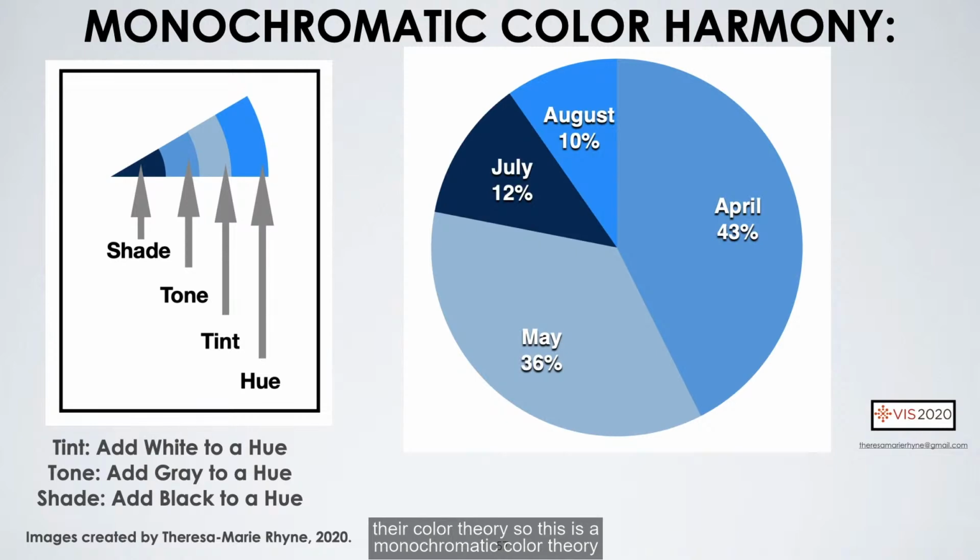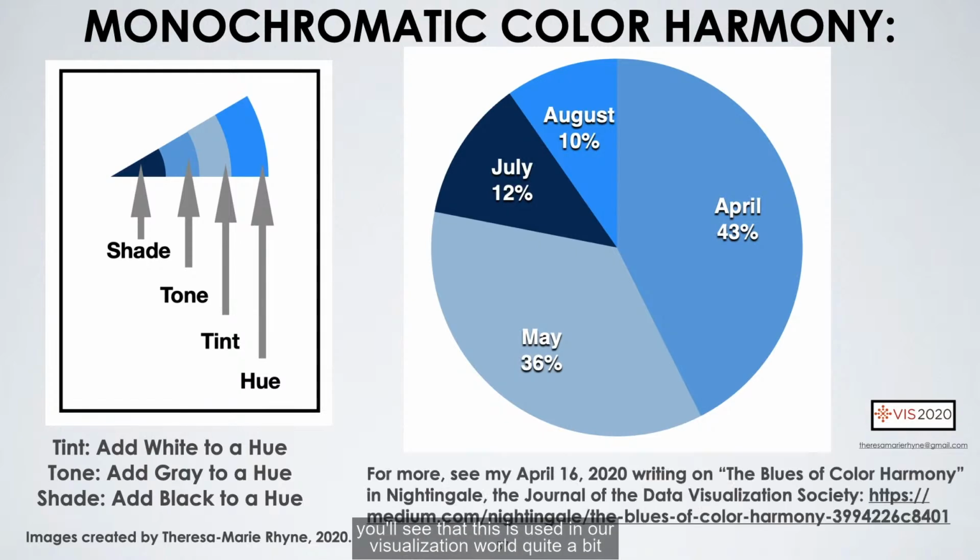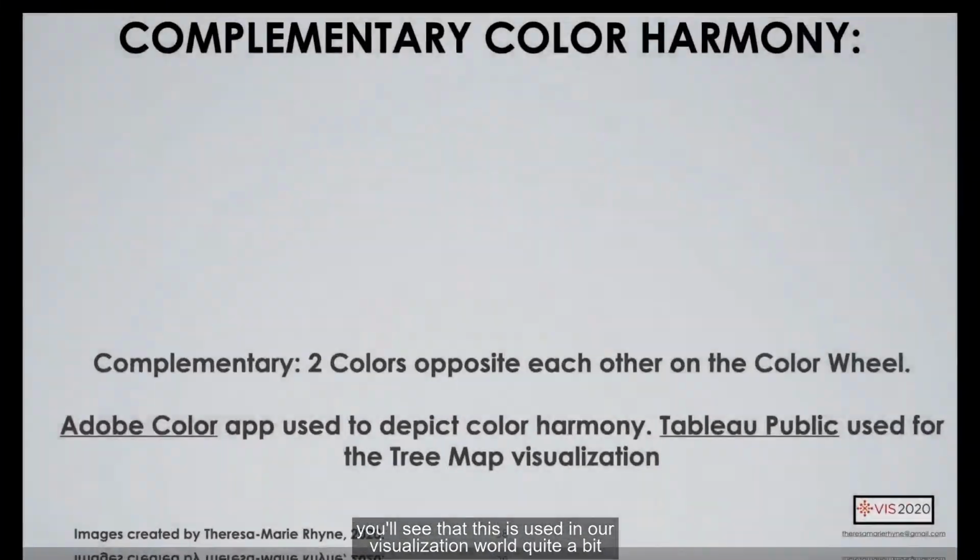So this is a monochromatic color theory. And basically what this says is, for a given hue, if I add some white, I'll get a tint. If I add some gray, I'll get a tone. If I add some black to the color, I'll get a shade. I can also create a visualization, which is what this pie chart is, of hue, tints, tones, and shades. And I created a monochromatic color scheme. And you'll see that this is used in our visualization world quite a bit.